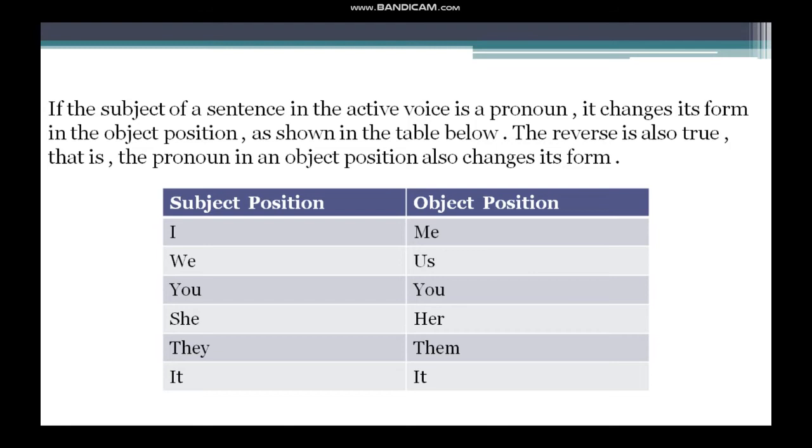Suppose if I is given at subject position, so when we will change the sentence into passive voice, I subject will be me at object position. In the same way, we will be us, you will be you, she will be her, they will be them, and it will be it. And again, when we will convert the same sentence into active voice, me will be I, us will be we at subject position, you will be you, her will be she, like this.